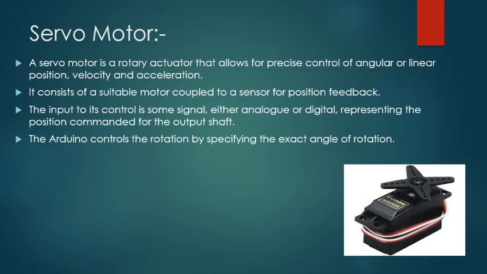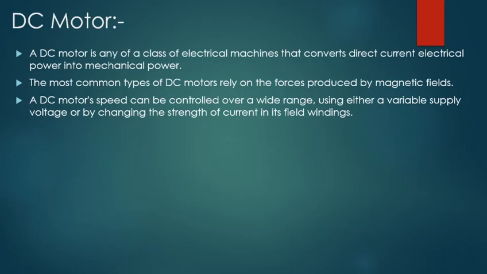A servo motor is a rotary actuator that allows for precise control of angular or linear position, velocity, and acceleration. It consists of a suitable motor coupled to a sensor for position feedback. Here, the Arduino controls the rotation by specifying the exact angle of rotation. A DC motor is any of a class of electrical machines that converts direct current electrical power into mechanical power. The most common types of DC motors rely on the force produced by magnetic fields. DC motor speeds can be controlled over a wide range, either by a variable supply voltage or by changing the strength of the current in its field windings.